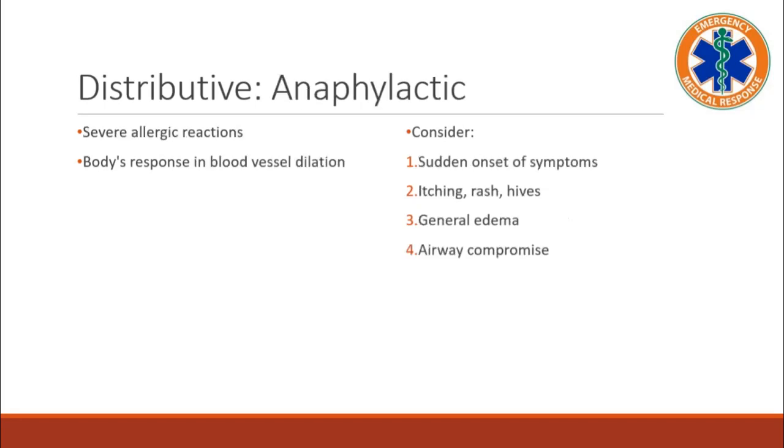Essentially, they've been sick a few days, anything like that, that would kind of be a red flag in your assessment. The other type of distributive shock is anaphylactic, which is essentially a severe allergic reaction. And again, the body's response is to dilate the blood vessels. We should be pretty familiar with anaphylaxis with the sudden onset of symptoms, itching, rash, hives, general edema, airway compromise. But again, this is a type of shock if it gets bad enough.